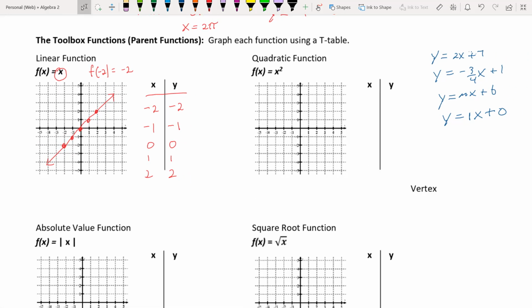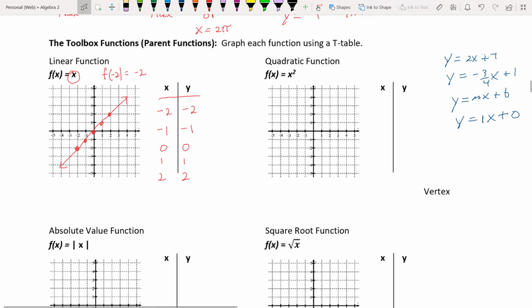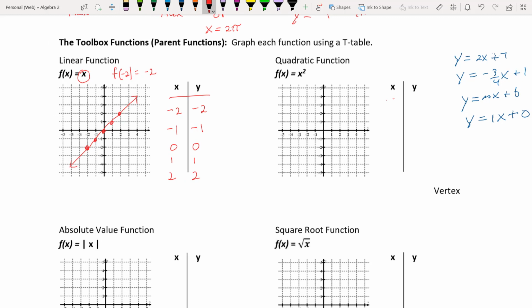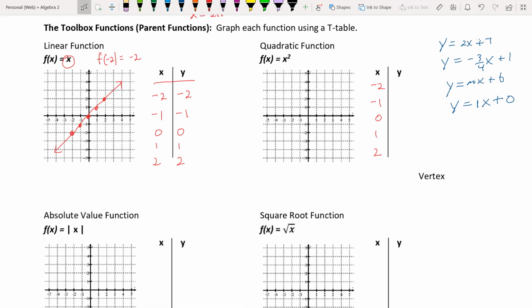I'll take the same set of points. Not sure why I'm jumping all around here, guys. Sorry about this. Okay? So negative 2, negative 1, 0, 1, 2. And if we plug in negative 2, f of negative 2 equals negative 2 squared. So if you had to take out a calculator right now, you would definitely want to make sure that you put the parentheses around there.